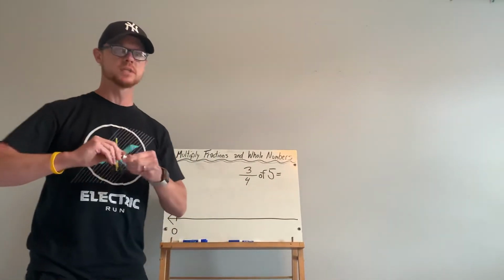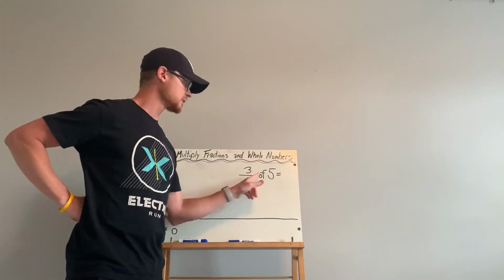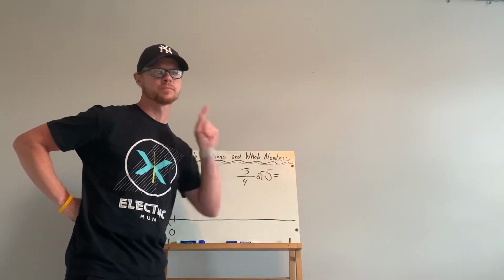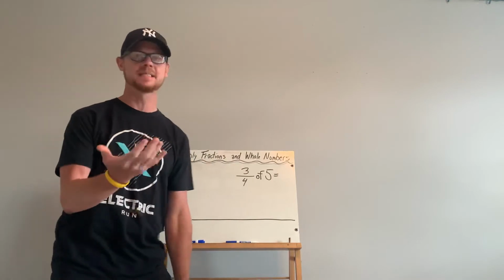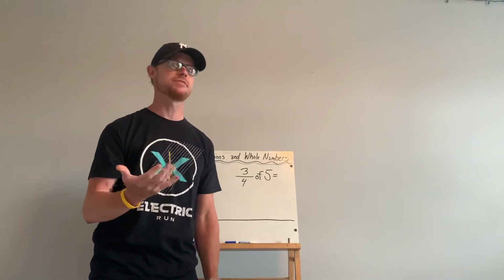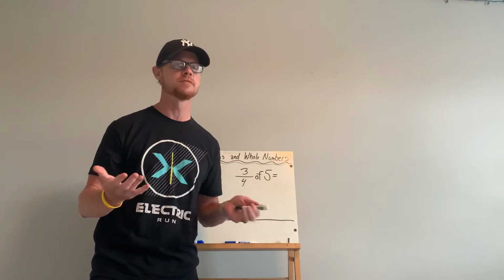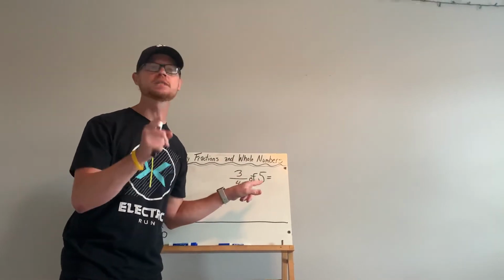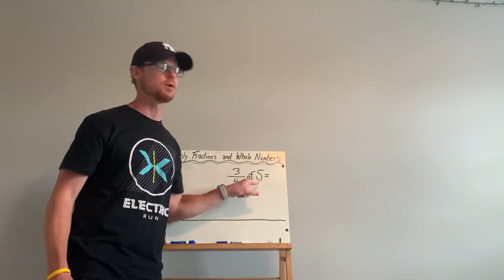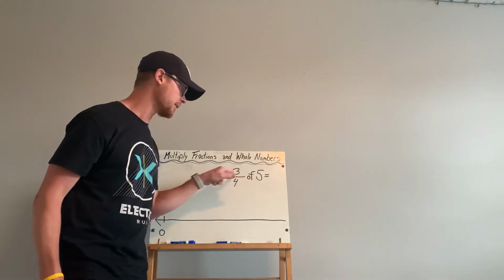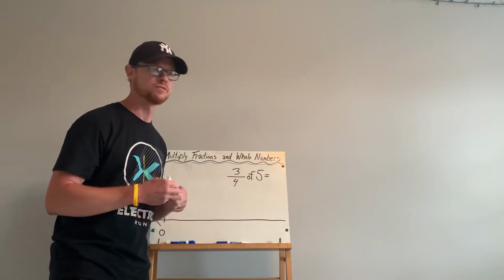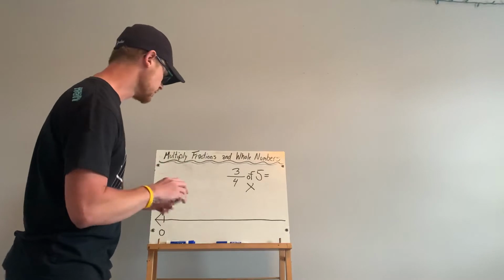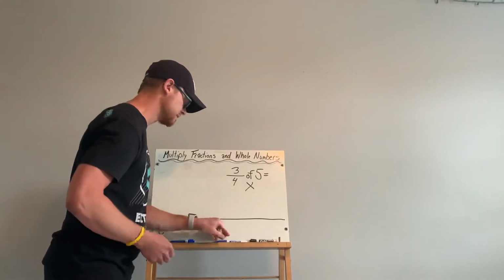Now, I want to take a break for 1 second. Anytime we multiply a fraction times a whole number, our answer is always going to be smaller than the whole number. For example, if I had $10 and I gave you 1/2 of that, we know 1/2 of 10 is 5. So anytime we're multiplying a fraction times a whole number, my answer has to be smaller than the whole number. So I know that my answer to 3/4 times 5 is going to be less than 5.